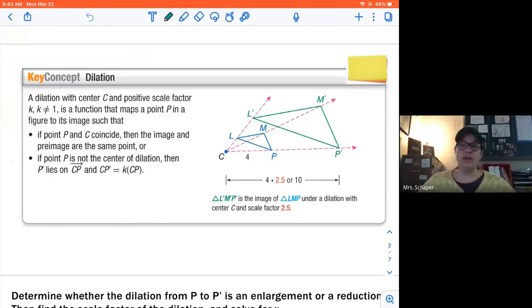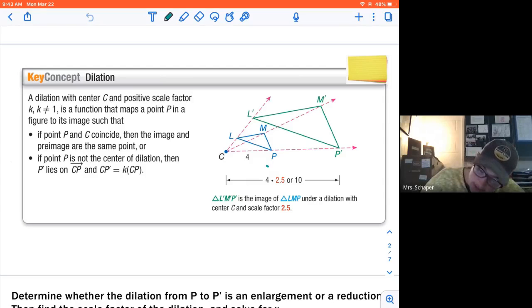We've talked about them a little bit in terms of enlargements and reductions. That's really what they are. They're when you take a figure and you dilate it, you enlarge it, and it creates a new figure, okay? So this example is showing us a dilation with a center of C and a positive scale factor is a function that maps a point P in a figure so that its image, P and C coincide, and if point P is not the center of dilation, then P lies on the line CP prime.